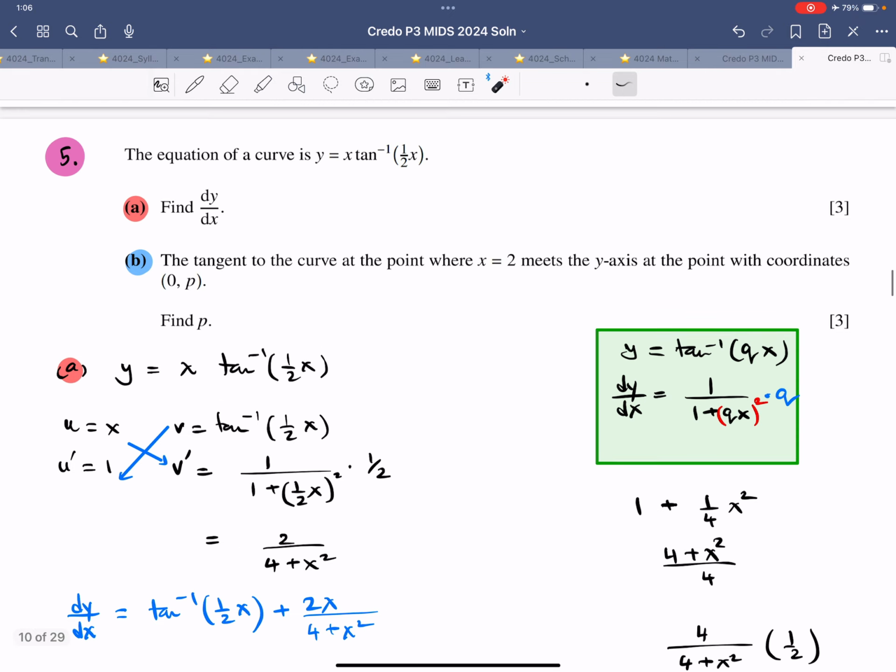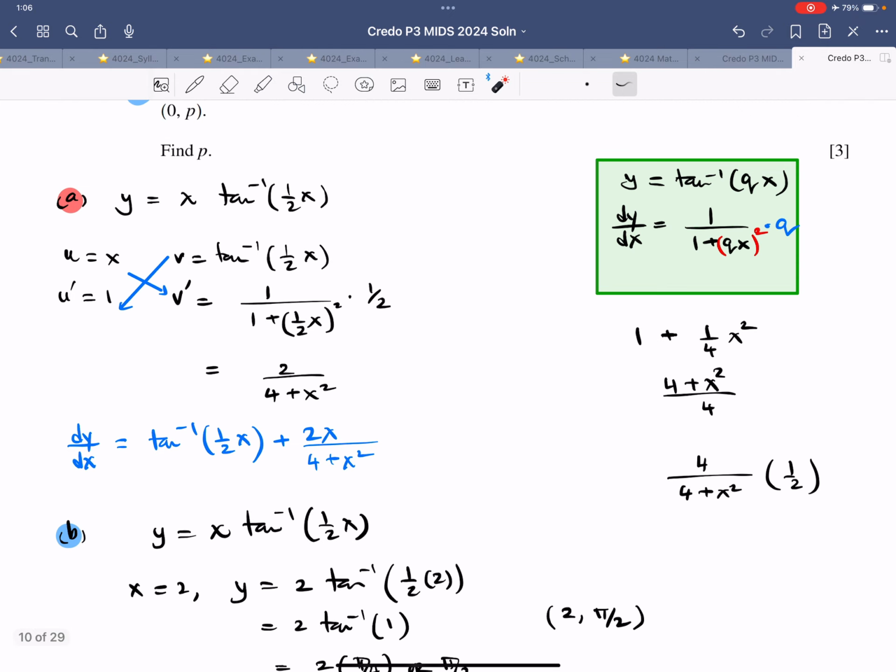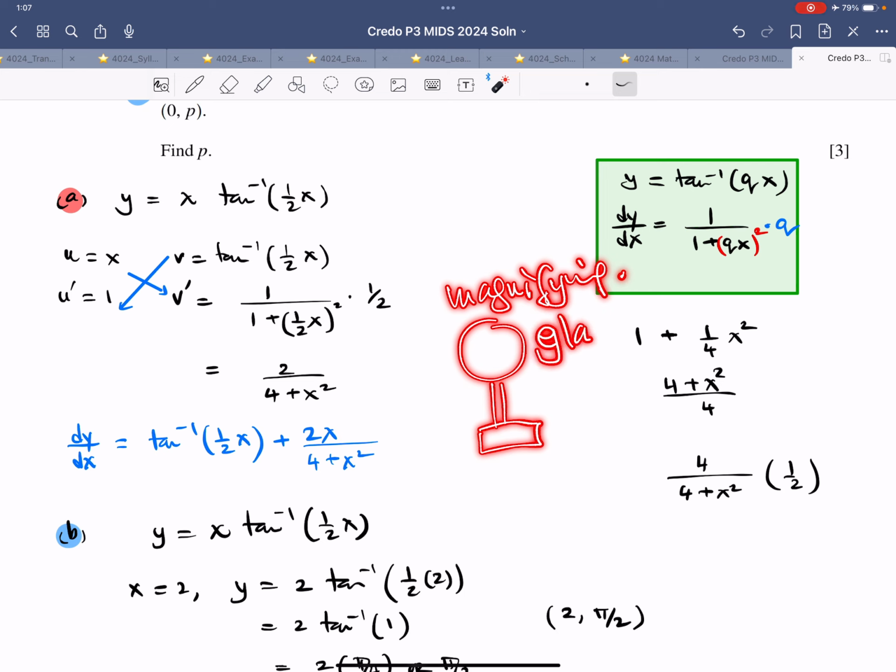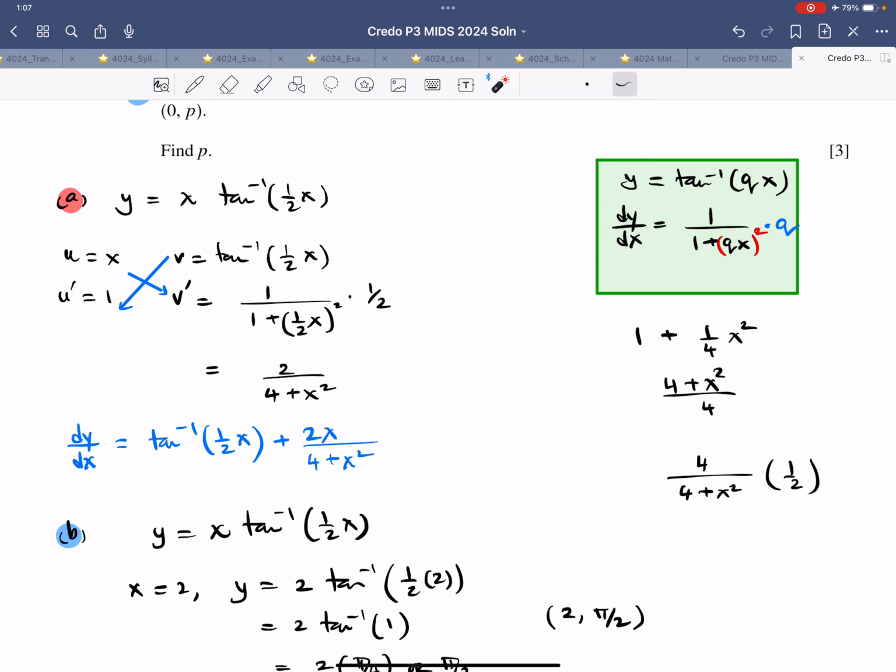Don't make things messy, because if you make them messy, you won't be able to realize where exactly you are going. The examiner is not going to take out a magnifying glass and then read the things for you. The examiner won't take out a magnifying glass. Keep that in mind. So now this is u, this is v prime, this is v, this is u prime.